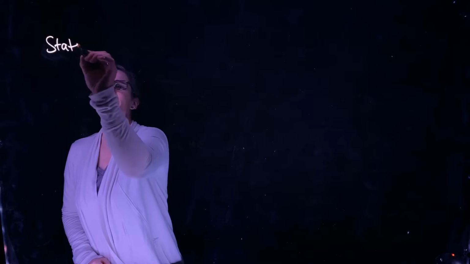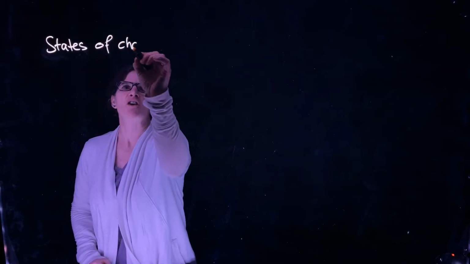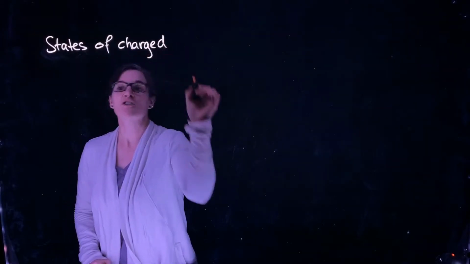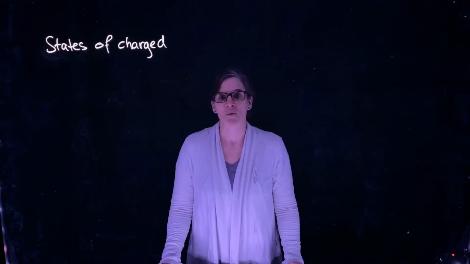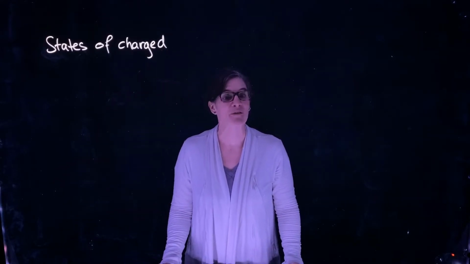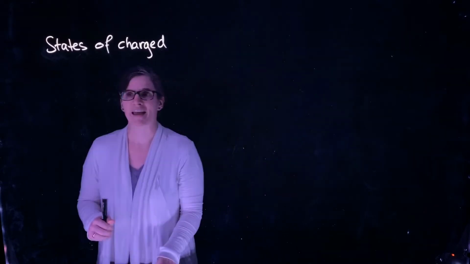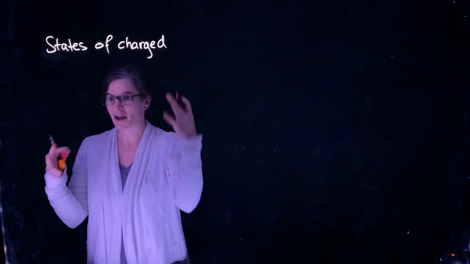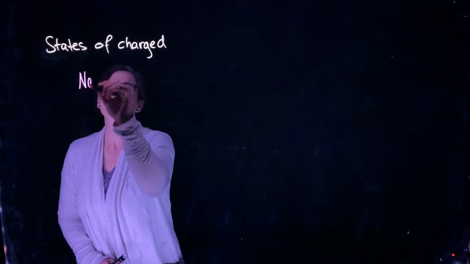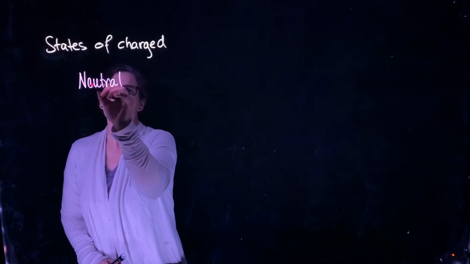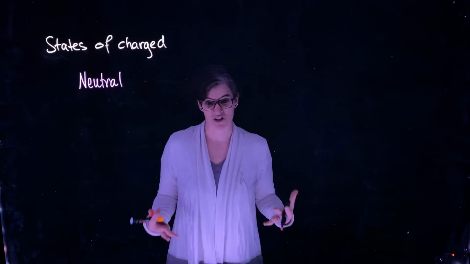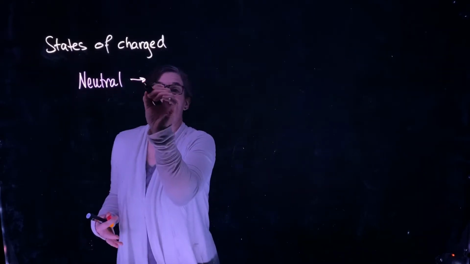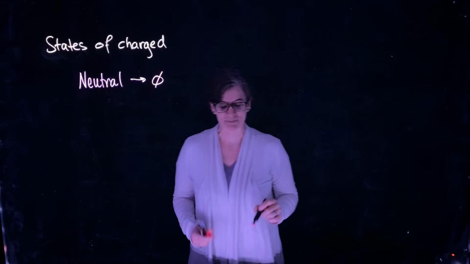Okay, so this mini lecture is going to look at states of charge. We are going to define 3 different states of charge. So when we talk about charged particles and charged objects, we're going to define their state of charge in one of 3 ways. The first way is that an object could have a neutral charge. A neutral charge tells us there is no charge. It has a charge state of 0.